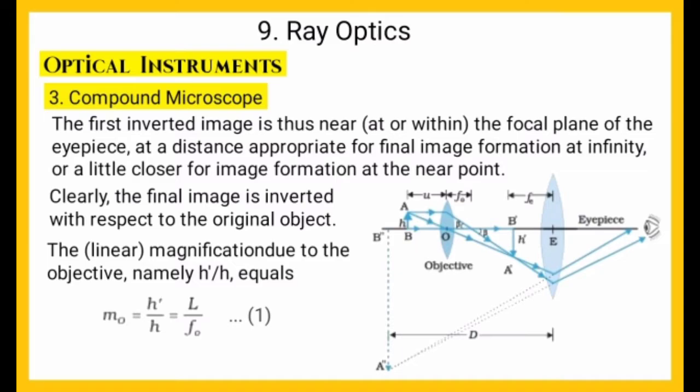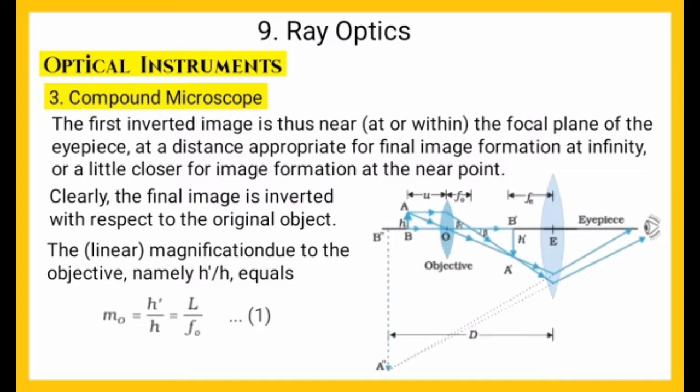The first inverted image is thus near, at, or within the focal plane of the eyepiece, at a distance appropriate for final image formation at infinity, or a little closer for image formation at the near point. Clearly, the final image is inverted with respect to the original object.